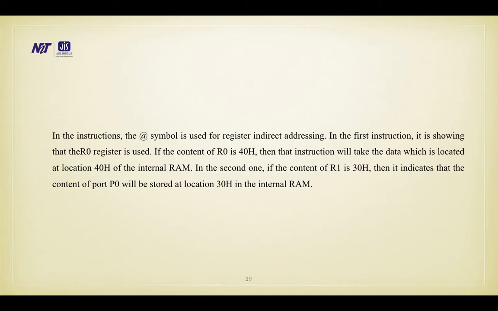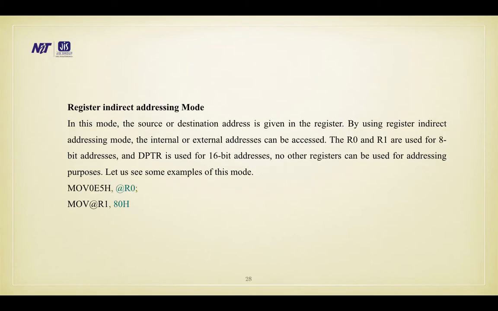If the content of R0 is 40H, then the instruction will take the data which is located at location 40H of the internal RAM. In the second one, if the content of R1 is 30H, then it indicates that the content of port 0 will be stored at location 30H in the internal RAM. 80H with R1 indicates a port.